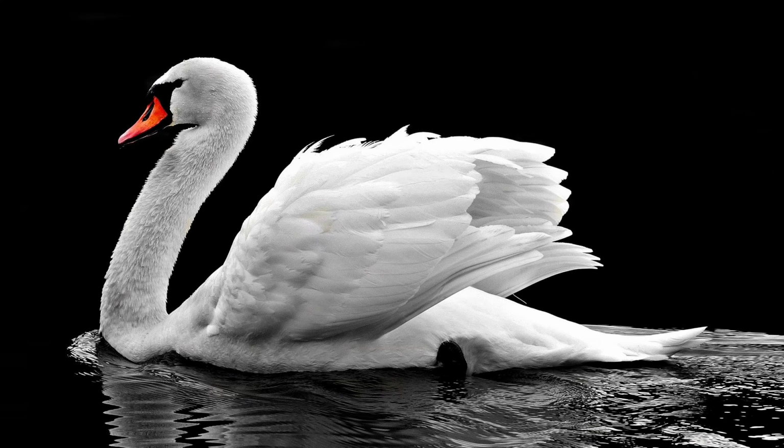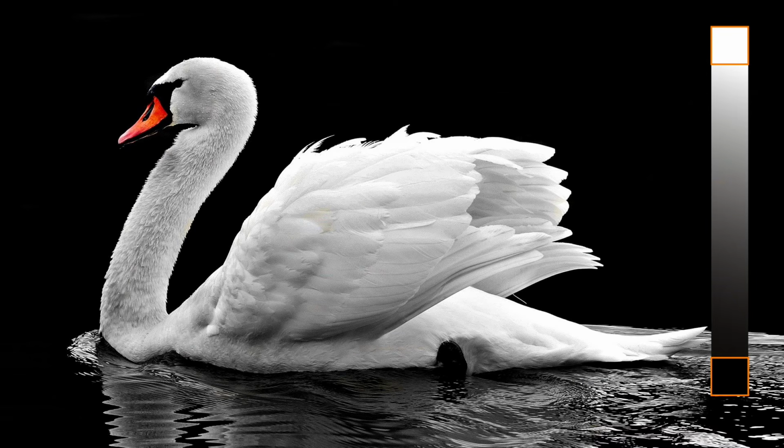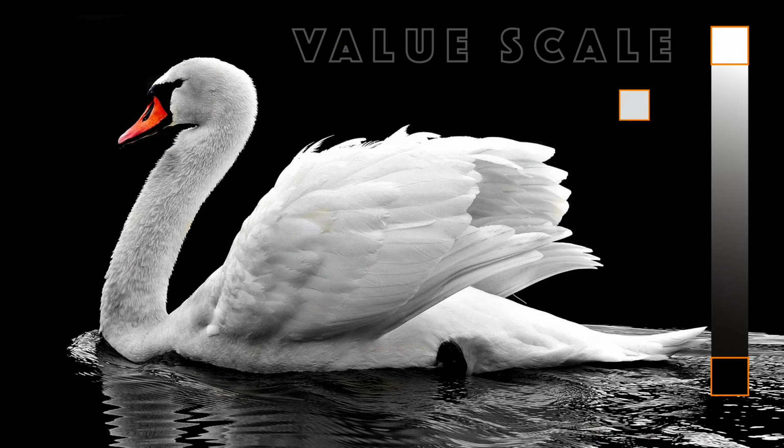How do we measure the differences in light and dark? The lightest value is white. The darkest value is black. What about the range of values in between? We use a value scale. Value scale is a way of describing how values change between black and white.